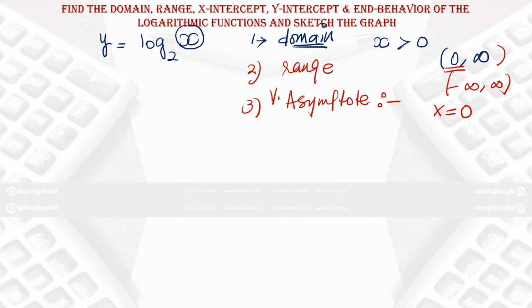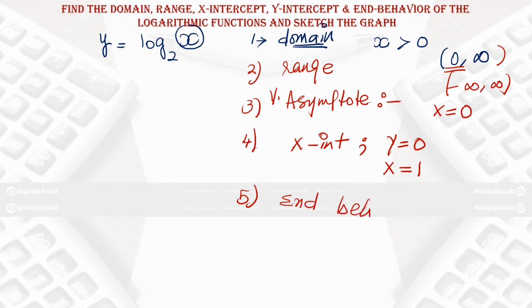Now after that one, you will have the x-intercept. The fourth is x-intercept. X-intercept means what? Y equals to 0. So when you have y equals to 0, x is always equal to 1. Keep it in mind that all basic logarithmic functions always pass through the point 1 and 0. Now the fifth thing is you have to use the end behavior. But for the end behavior, you have to wait until you sketch the graph.